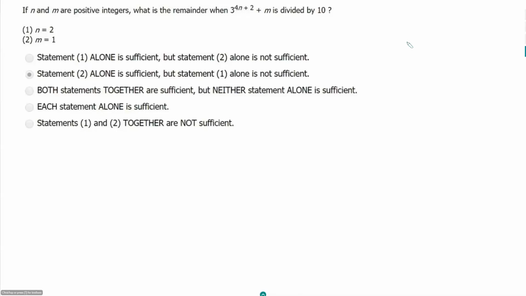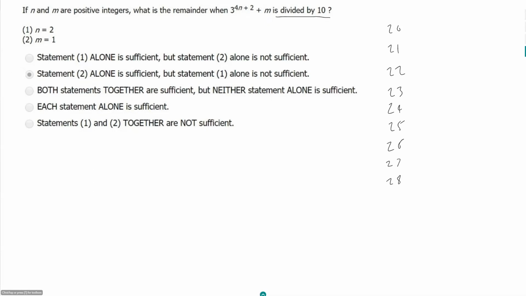And so what are those? First of all, they're asking us for the remainder when we are dividing by 10. So that always stands out to me, because whenever they ask for the remainder when you divide by 10, it's sort of a special case.